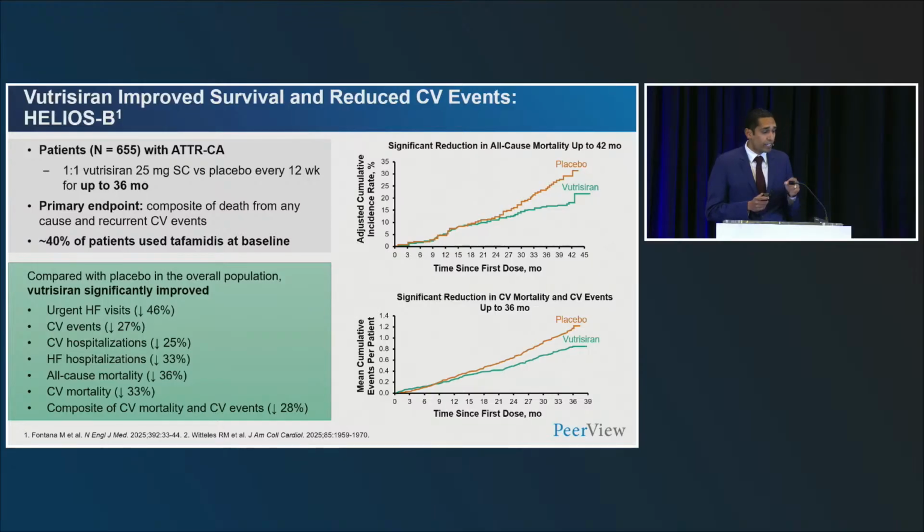It's important to note that in this trial, 40% of patients were on tafamidis at baseline. So that's a relatively large percent. And so in this trial, they looked at whether you were just on monotherapy, just on vutrisiran in the trial, or whether you're on combined therapy. And so that's the first time that we ever got more data on what it looks like to have both a stabilizer and a silencer together.